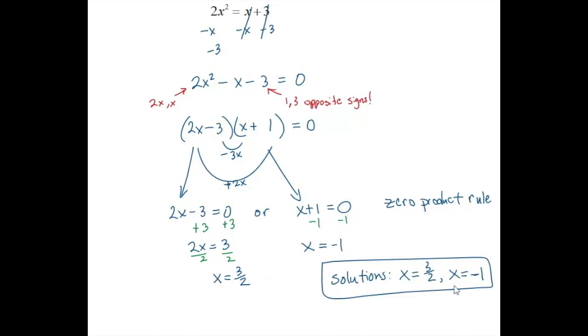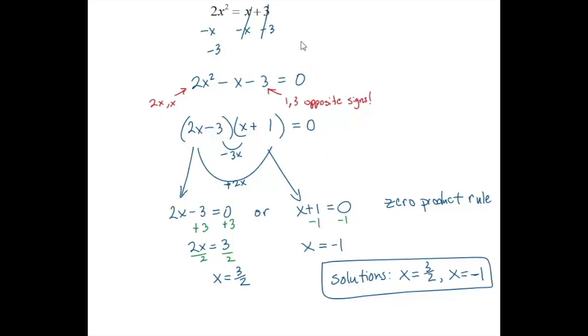It's easy to see that these solutions work in the factored form. x equals 3/2 would give us 0 in the first factor times 5/2 in the second factor, and 0 times 5/2 is equal to 0. And x equals negative 1 will give us negative 5 in the first factor times 0 in the second factor, which is also equal to 0.